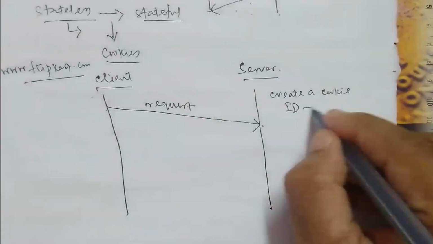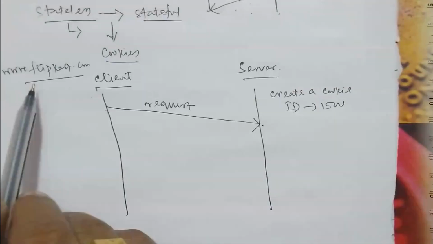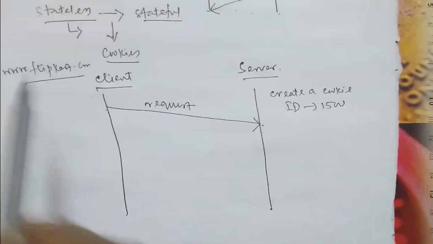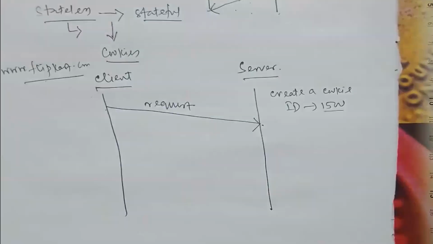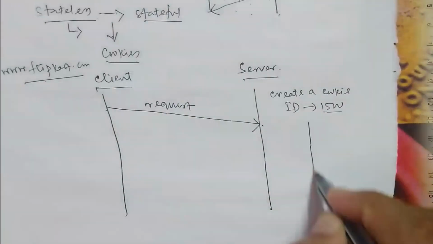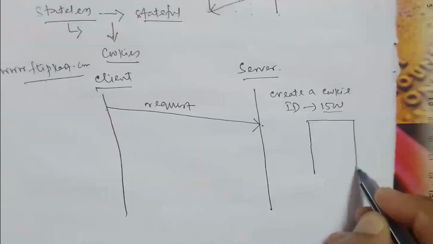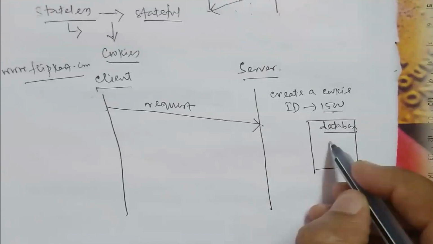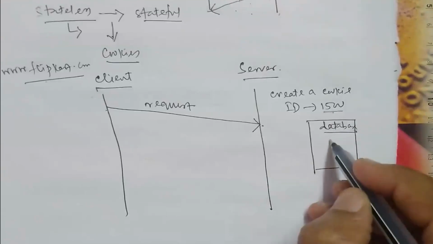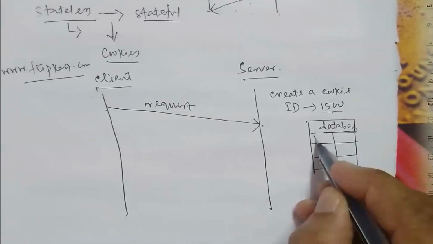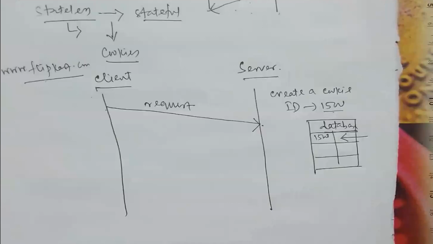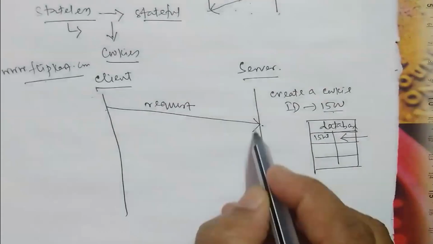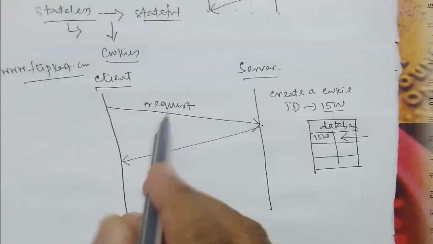Let's say the cookie ID created on behalf of me, the flipkart.com client, is 1500. So the server uniquely creates a cookie ID the first time a user accesses it, and maintains this information in its own database. It maintains a database with this cookie ID and the transactions made by this particular user, and the information regarding that user.